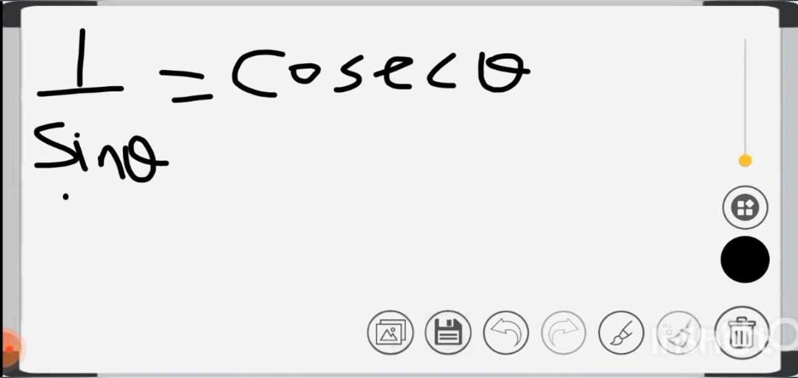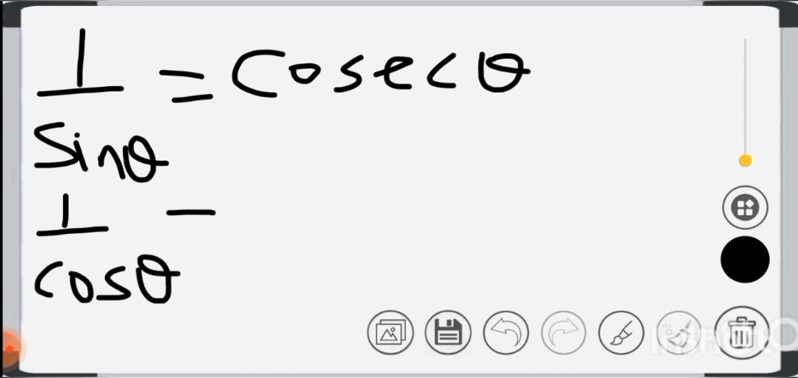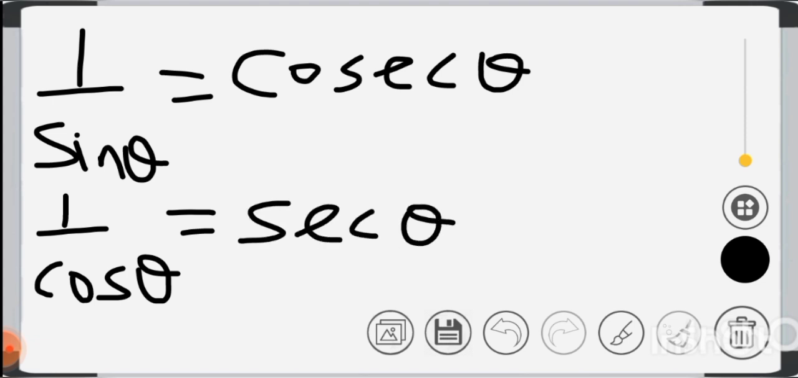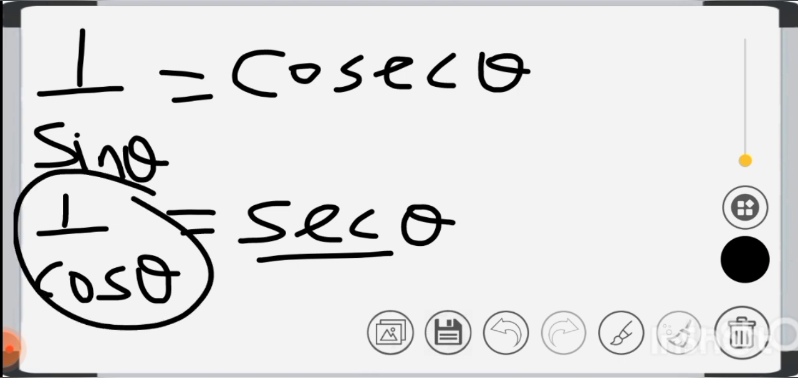So if you write 1 over cos theta, you see it here as sec theta. So this and this are the same thing. These are just identities we have. We have more of these identities. These are just number one, just a periphery of them.